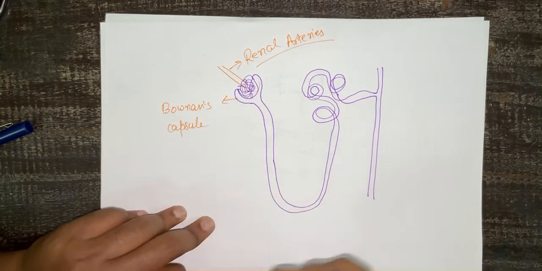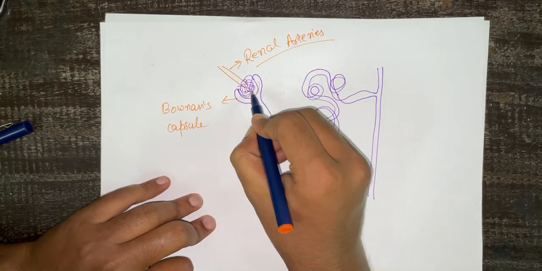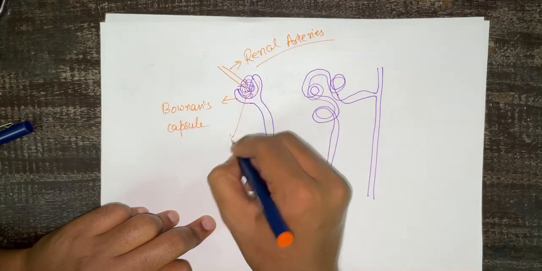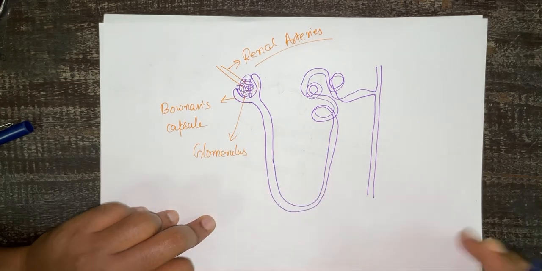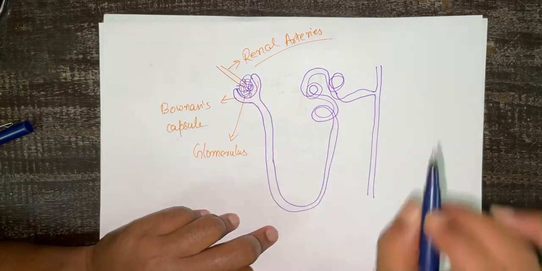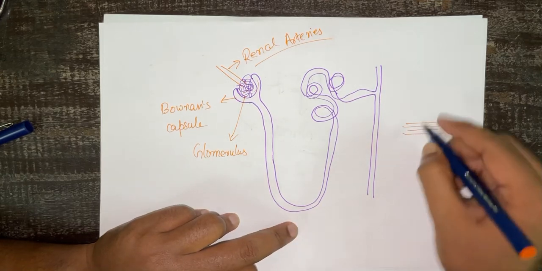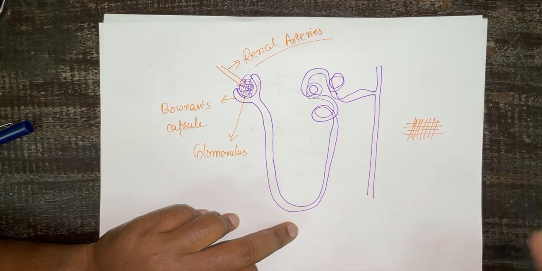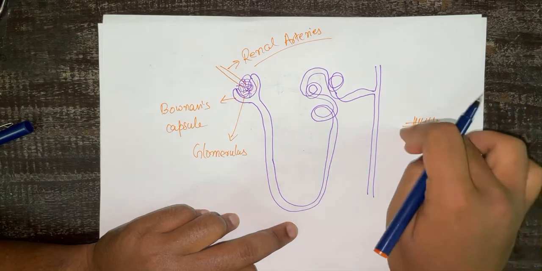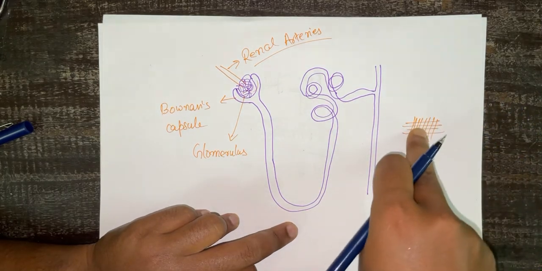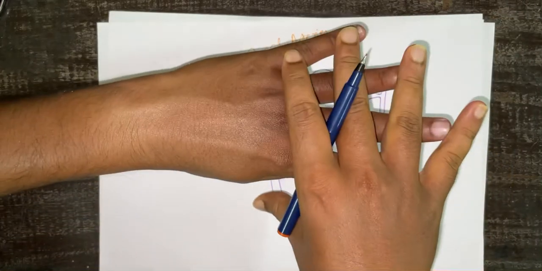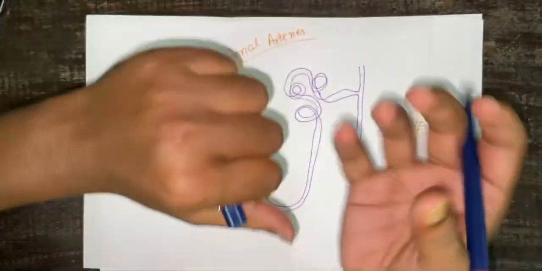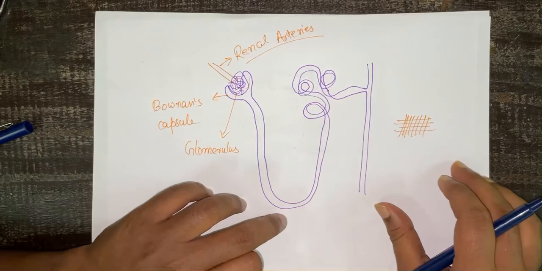Okay, so we have the Bowman's capsule here. Here this mesh-like structure is called the glomerulus. Glomerulus is actually the filtrating unit. As I said, it is a mesh-like structure, it forms a meshy structure like this. So when the blood enters through this, the debris are trapped inside the mesh-like structure. The blood will enter and the debris will be caught in the mesh-like structure.